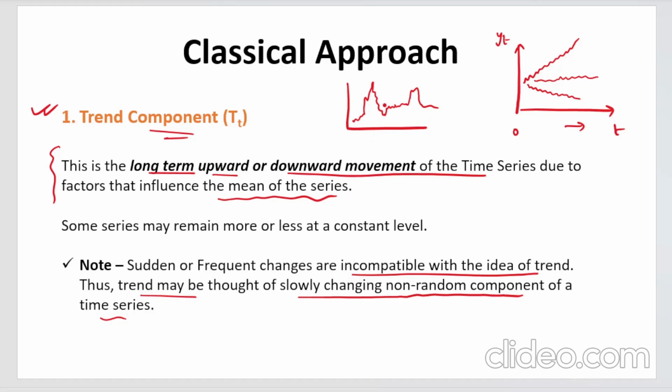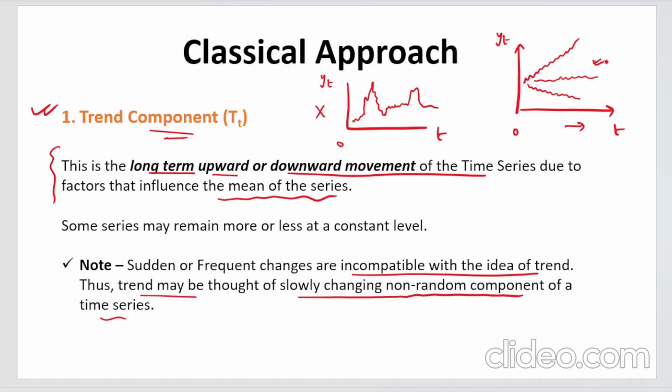So here you cannot say that there is any clear trend available, right? Here you cannot say that any upward or downward trend is available, because after some time period it is either going upward or it is going downward. So there is no clear long-term movement of the time series. So in this diagram, no trend is available.